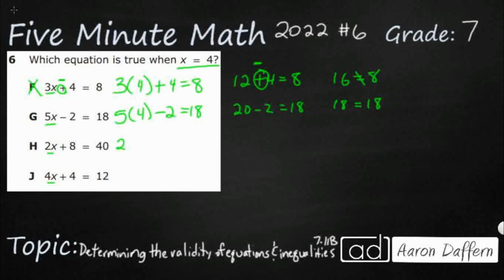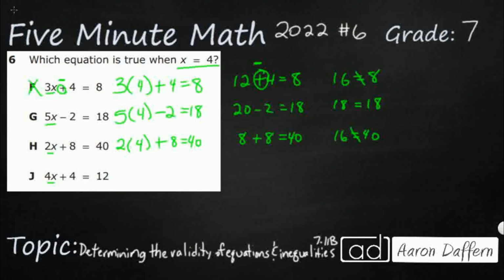We've got 2 multiplied by 4 plus 8 equals 40. So 2 times 4 is 8. 8 plus 8 equals 40. No, that's not even close. 16 equals 40? That's a big fat no.